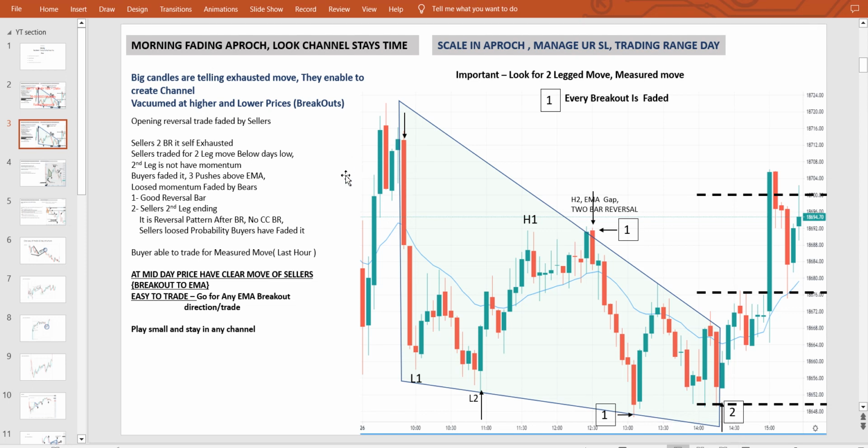Overall, on a trading range day, higher prices give opportunity to sellers, this or this. Lower prices, which are L1 and L2, this is the first point, this is the second point, give opportunities to buyers. So let's go for the tick by tick review.